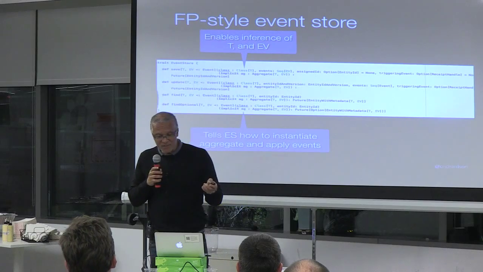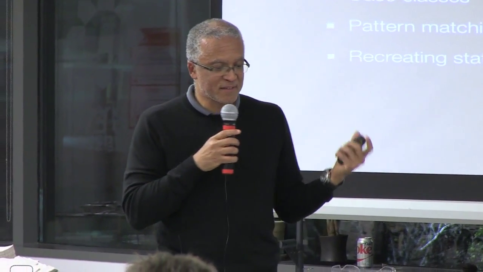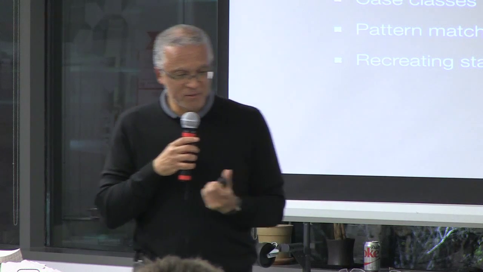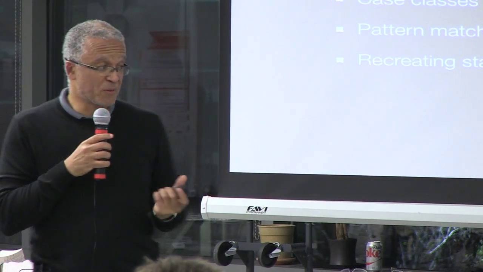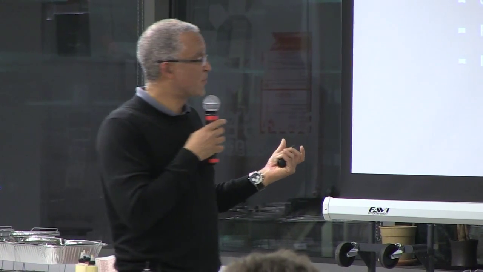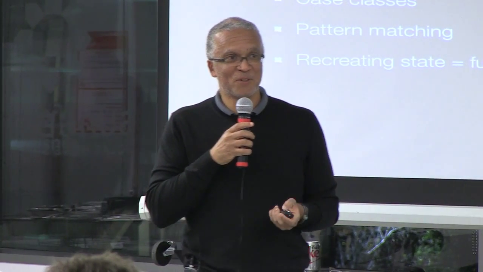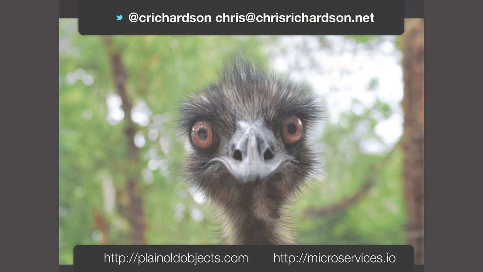Anyway, hopefully that's given you a flavor of a different way of writing domain models that are both functional but also event-centric. And I like Scala for this, right? Case classes are a great thing that eliminate a lot of boilerplate code. Pattern matching is super useful. And the fact that recreating state from a sequence of events is really just a fold is quite nice as well. So anyway, that's my talk. I had no idea how long I was meant to speak for, but that's all I have to say. So thank you.